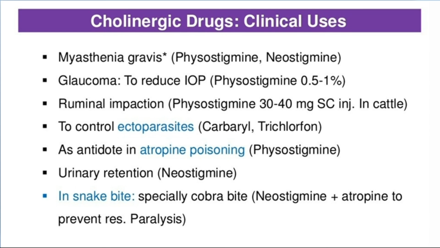trichlorfon. As antidote in atropine poisoning, we can prescribe physostigmine. Urinary retention, we can prescribe neostigmine. In snake bite, especially cobra bite, neostigmine plus atropine to prevent respiratory paralysis.